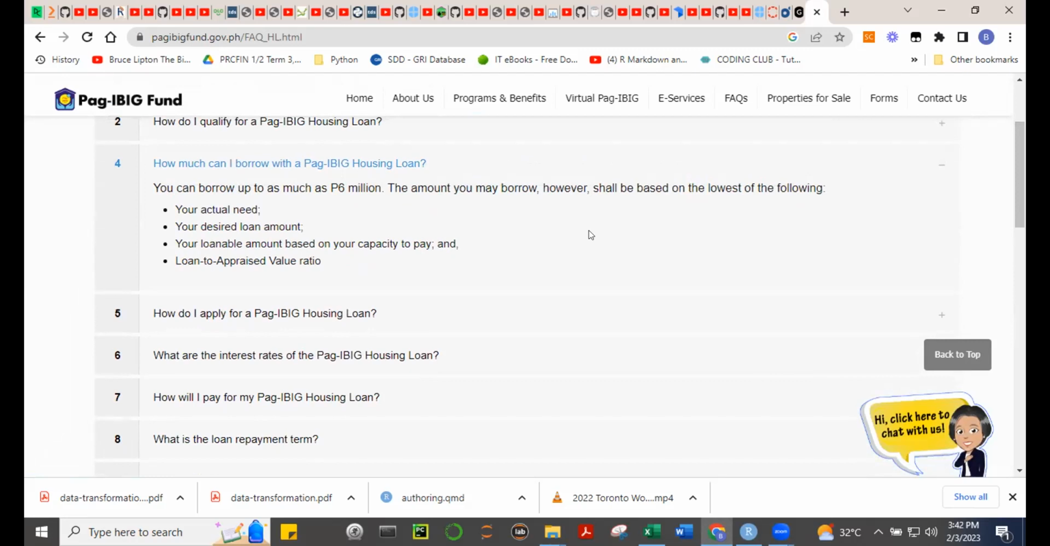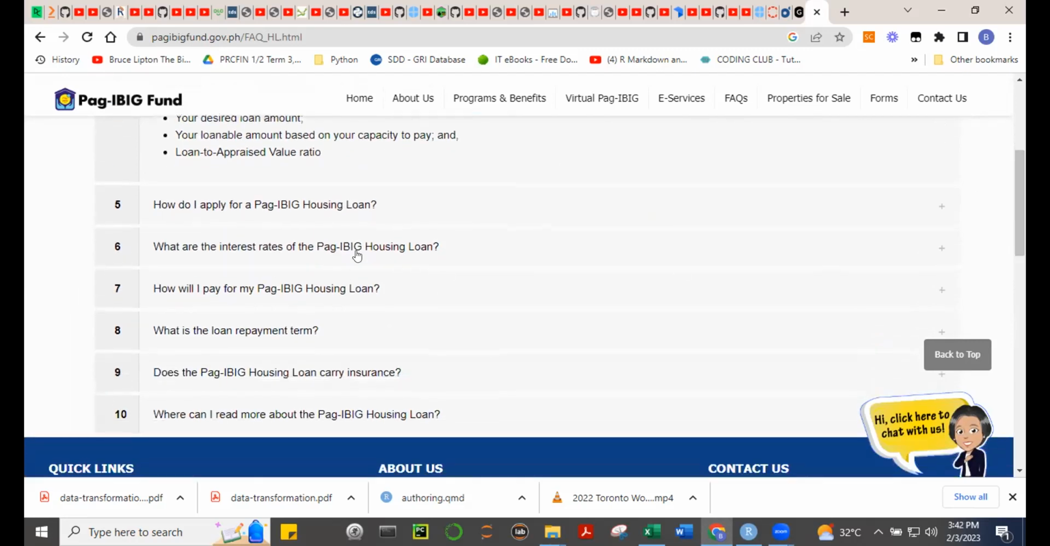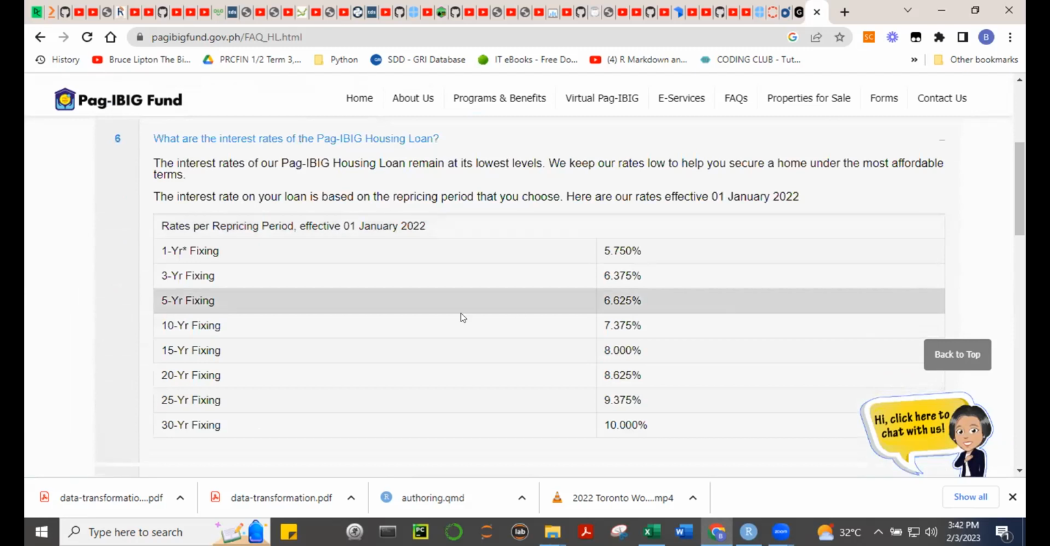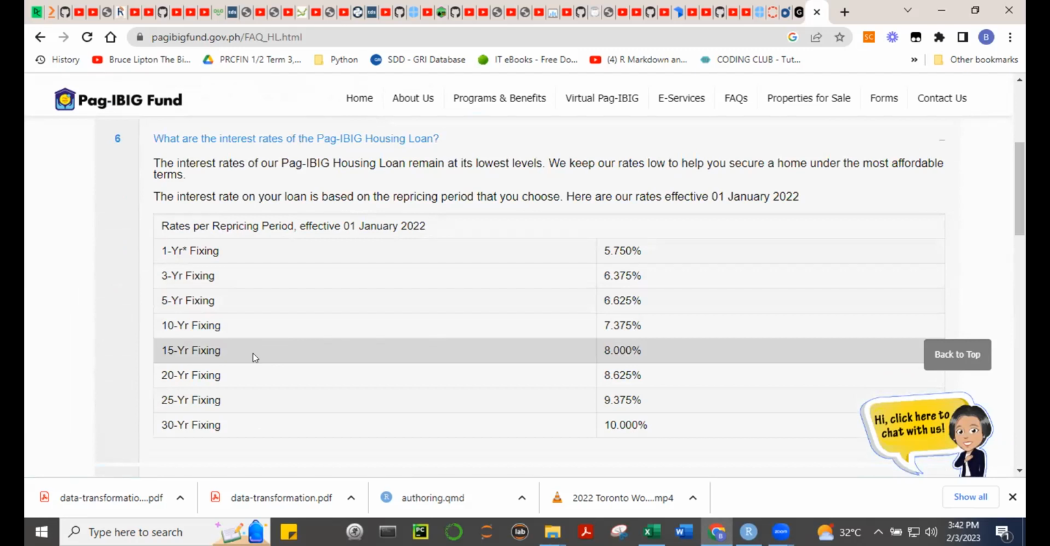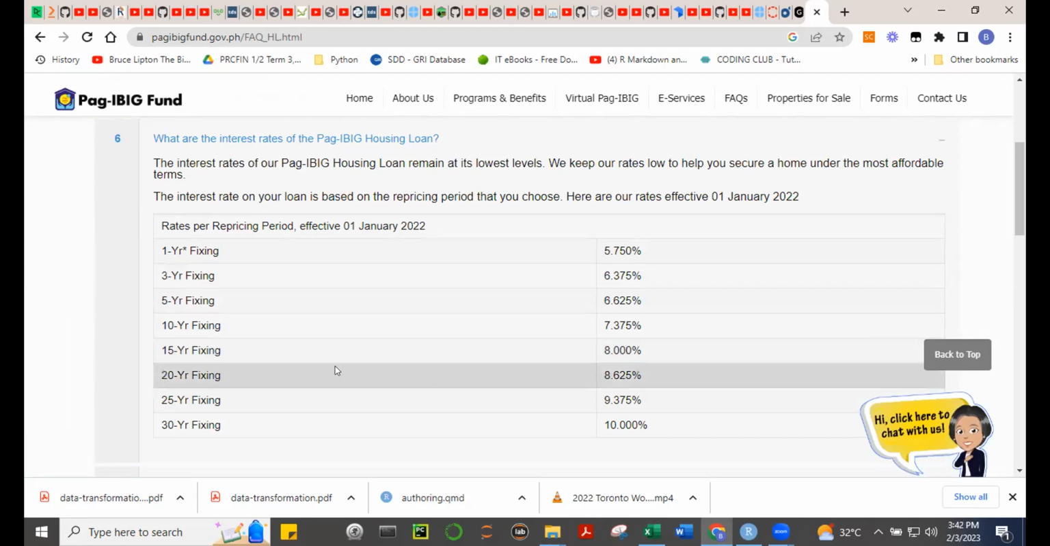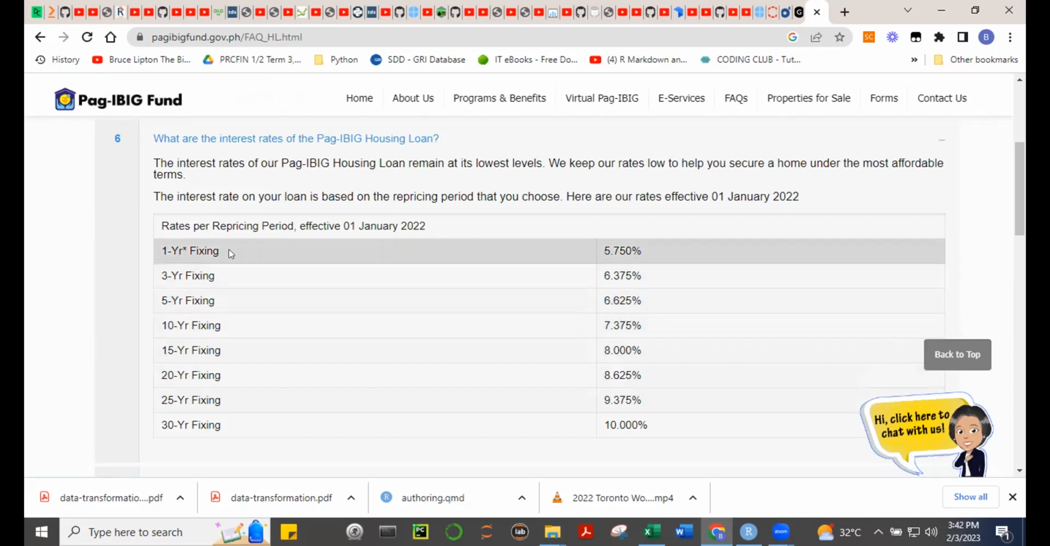Okay, and then here, what are the interest rates? Okay, here. So let's take a look at this. So if it's a 15-year fixing, it's 8%. So you can see that the lower the term, of course, the lower will be the interest rate, because this is consistent with the principle of risk and return.